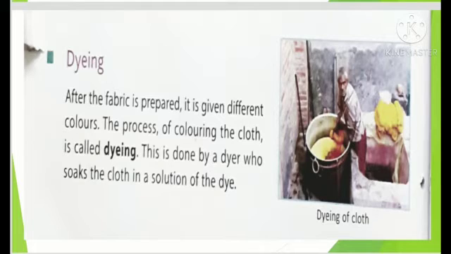Let's see what is given in the book. After the fabric is prepared, it is given different colors. The process of coloring the cloth is called dyeing, and this is done by a dyer who soaks the cloth in a solution of the dye. So, dyer is the person who dyed our cloth.